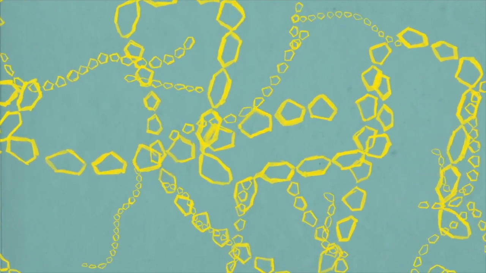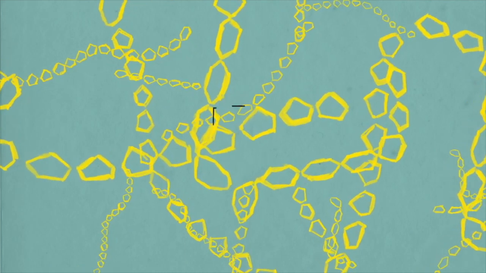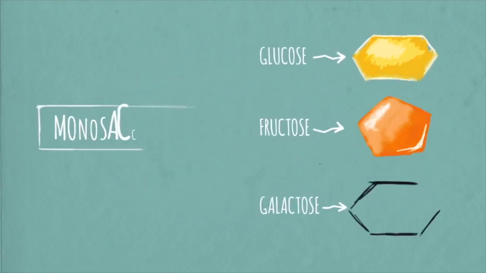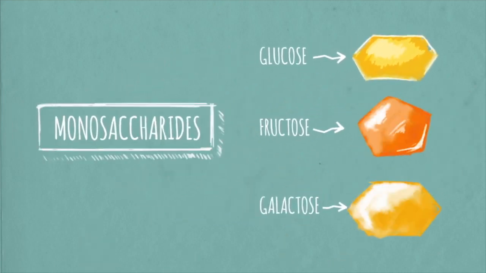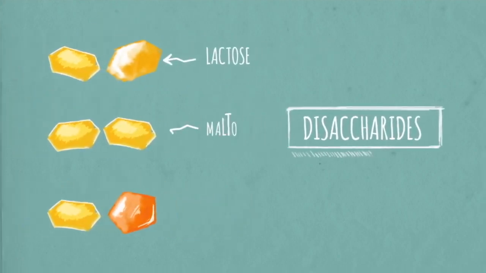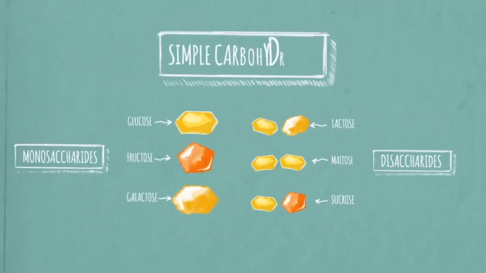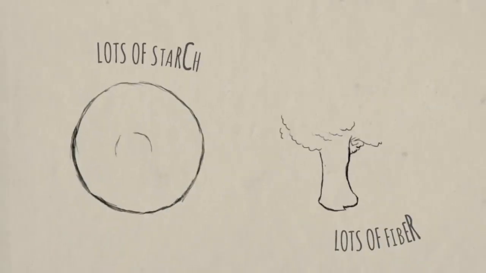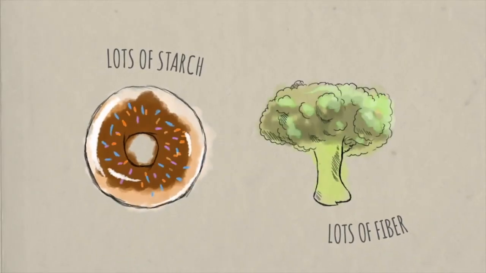Carbohydrates can either be simple or complex depending on their structure. This is an example of a monosaccharide: glucose, fructose, and galactose. These are all simple carbohydrates. You put two of them together and you get a disaccharide: lactose, maltose, and sucrose. Now, starch and fiber are thousands of monosaccharides joined together. However, they are joined together a little differently.